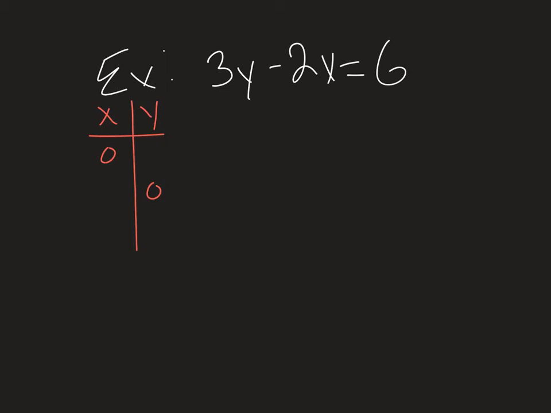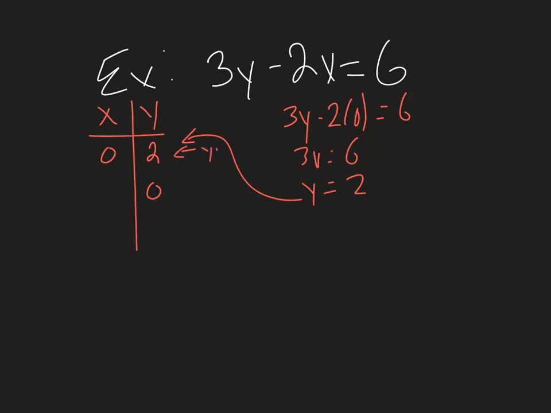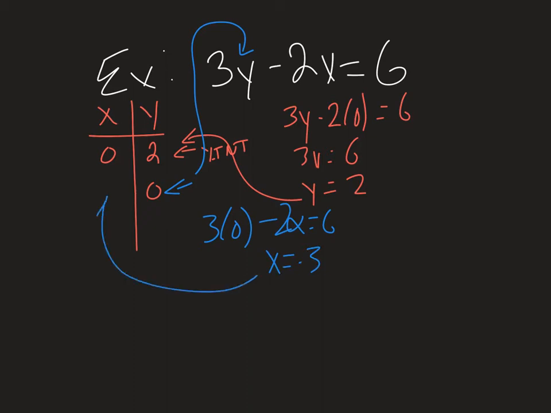So let's plug in 0 for x first. So if we're solving the equation 3y minus 2 times 0 equals 6, well then we get 3y equals 6, which means that y has to be 2. Which means that my y-intercept is 2. That's what this is. Okay, now, if we do the same thing, we get to plug in a 0 for y first. So 3 times 0 minus 2x equals 6, which means that negative 2x equals 6. So x has to be negative 3, which means that this is my x-intercept.